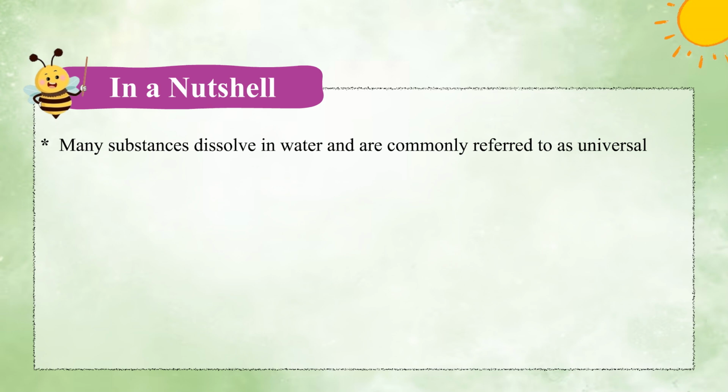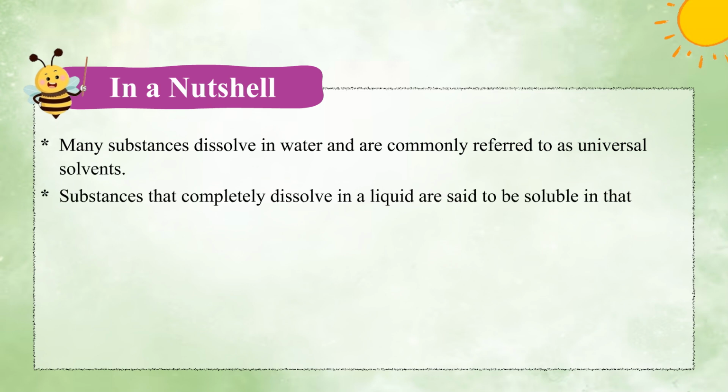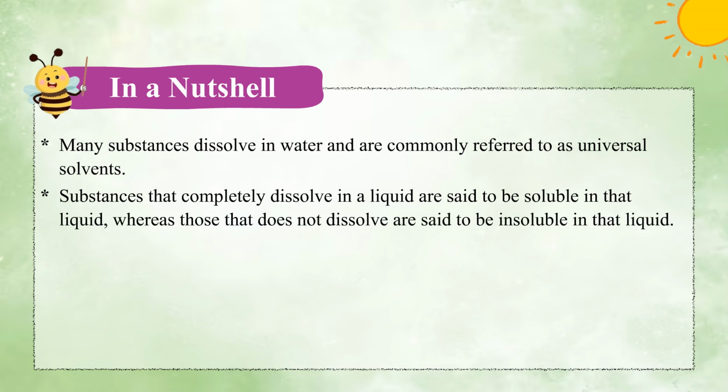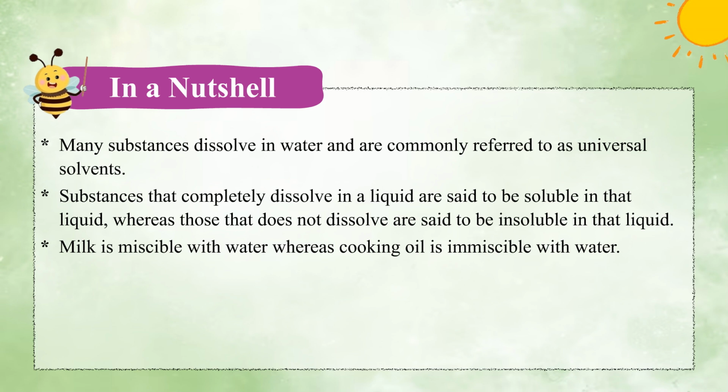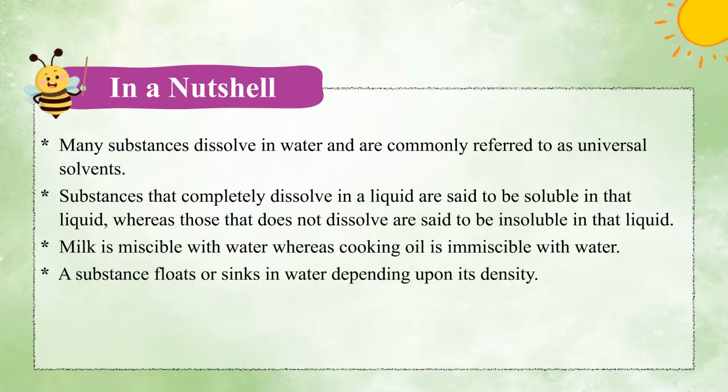In a nutshell, many substances dissolve in water and are commonly referred to as universal solvents. Substances that completely dissolve in a liquid are said to be soluble in that liquid, whereas those that do not dissolve are said to be insoluble in that liquid. Milk is miscible with water, whereas cooking oil is immiscible with water. A substance floats or sinks in water depending upon its density. Different liquids have different densities.